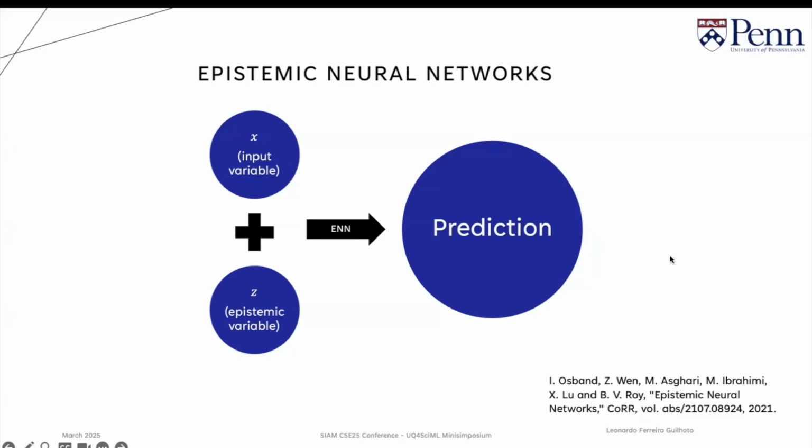The basic idea of an epistemic neural network is that it's any model that takes as input an input variable x, which is what we actually care about, and an epistemic variable z. In this case, z doesn't have any connection to the data and is just generated randomly every time we want to make a prediction. Then the ENN takes these two values and carries out a prediction.